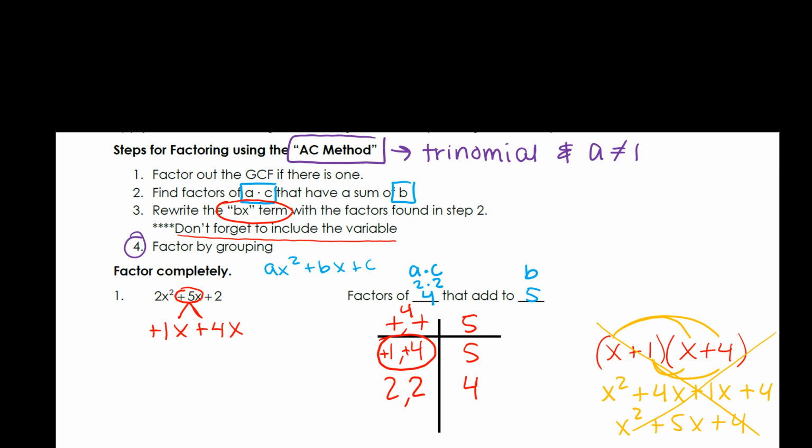Then what we're going to do is we're going to bring down c, so plus 2, and we're going to bring down a, which is 2x squared. Now, step 4 says factor by grouping. The reason that we can factor by grouping is because now there are 4 terms in that problem.